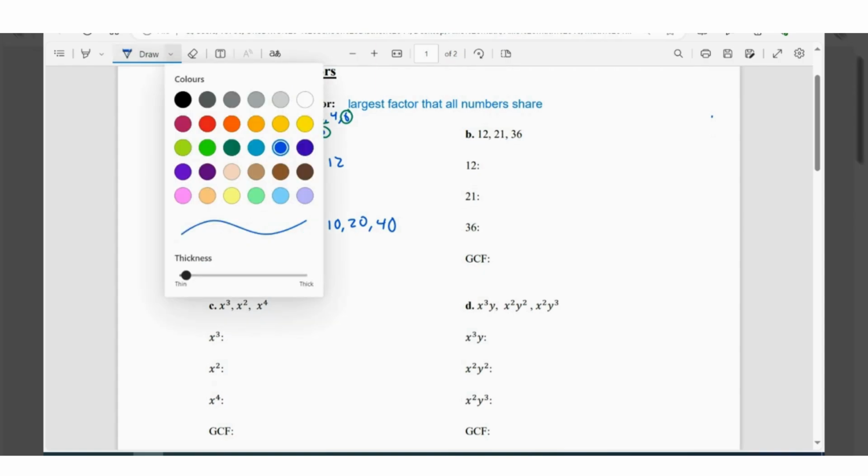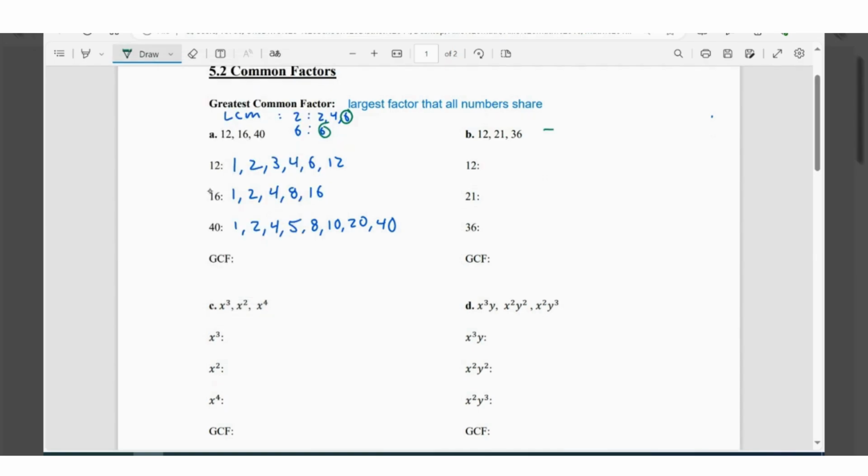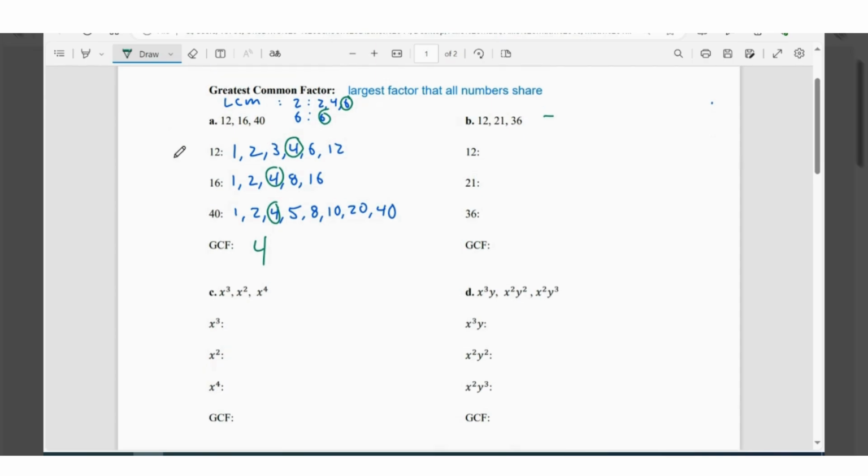And now we're looking for the greatest one, not the best, but the biggest number that goes into each of these. Looks like 4, 4, 4. So the greatest common factor of 12, 16, and 40 is 4. Okay, let's do these next ones.